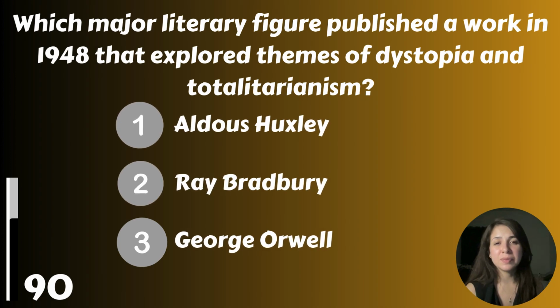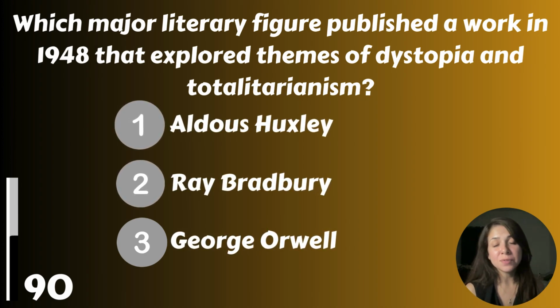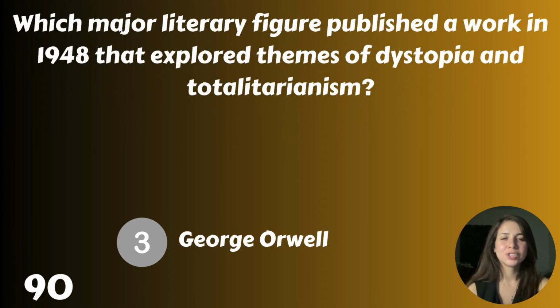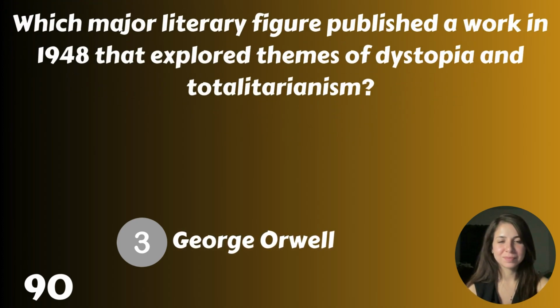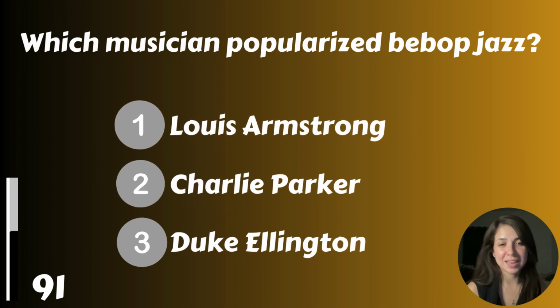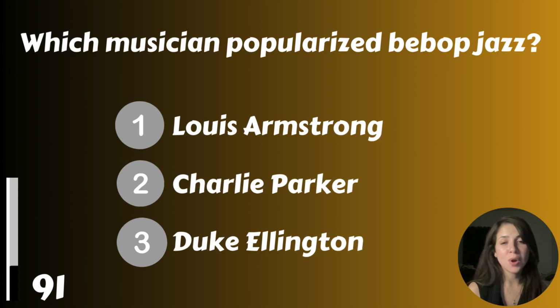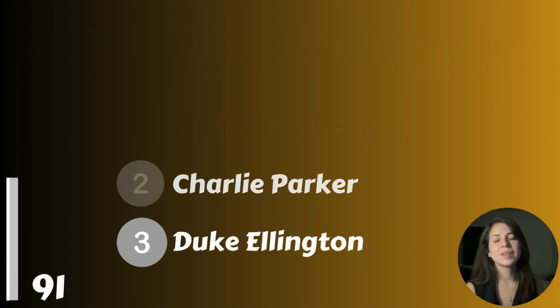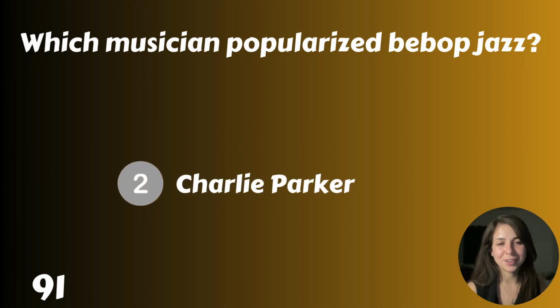Which major literary figure published a work in 1948 that explored themes of dystopia and totalitarianism? Aldous Huxley, Ray Bradbury, or George Orwell? George Orwell. Which musician popularized bebop jazz? Louis Armstrong, Charlie Parker, or Duke Ellington? Charlie Parker.